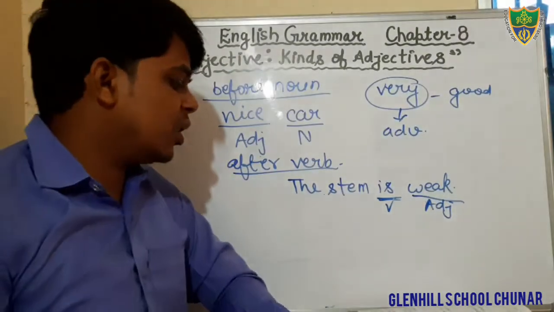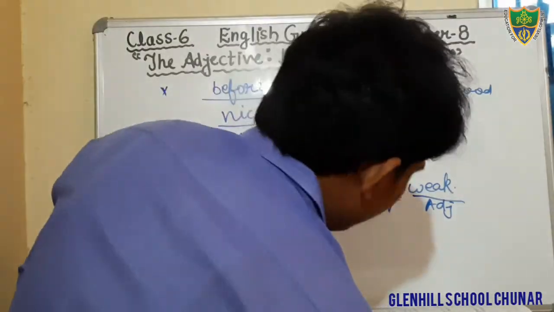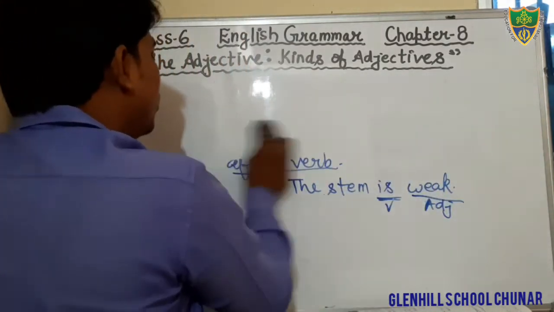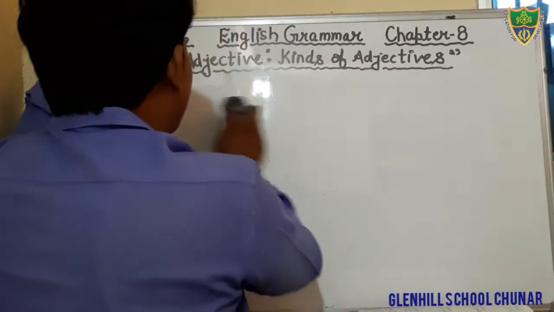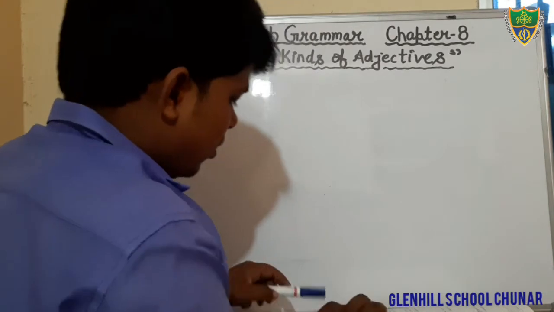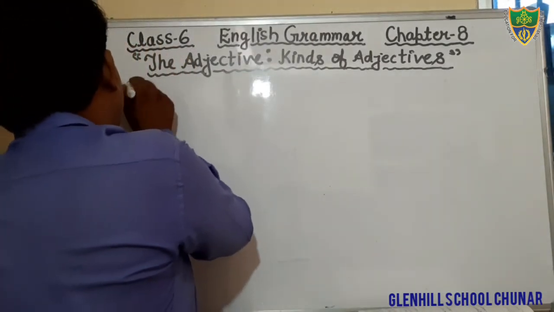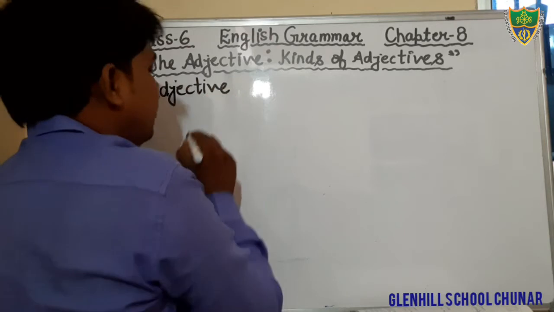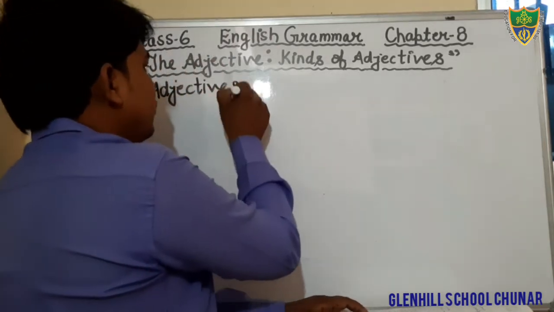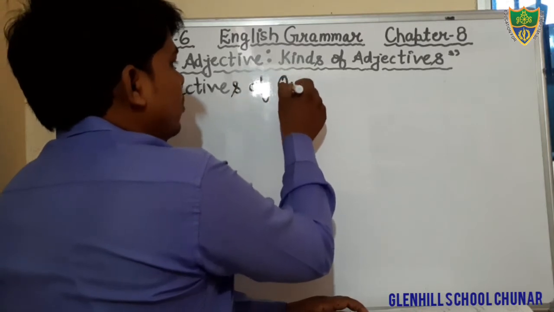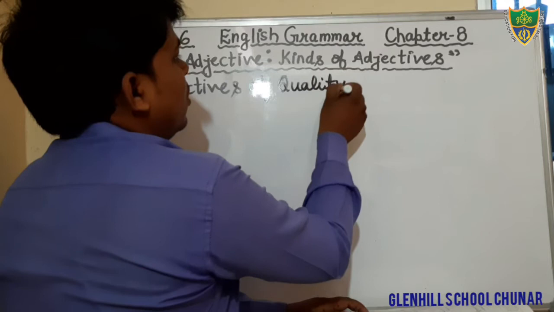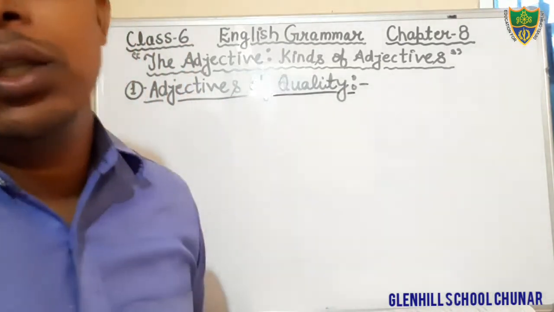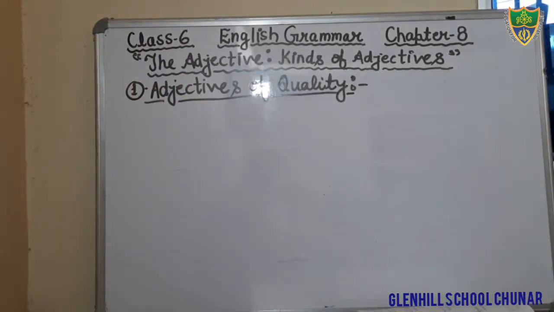So, first of all, we will discuss the kinds. The first kind is adjective of quality. Students, just open your notebook and take out your pen to write in your notebook. Just put the heading: first kind, adjective of quality. Just put the heading adjective of quality.